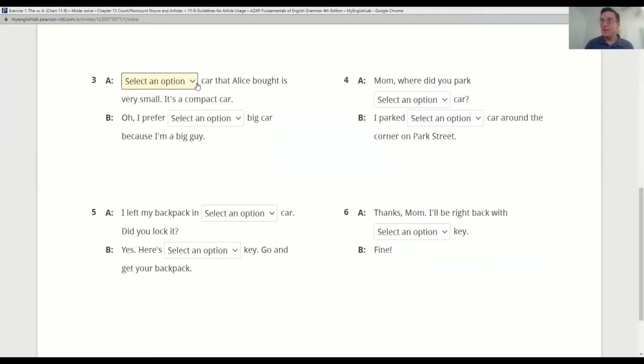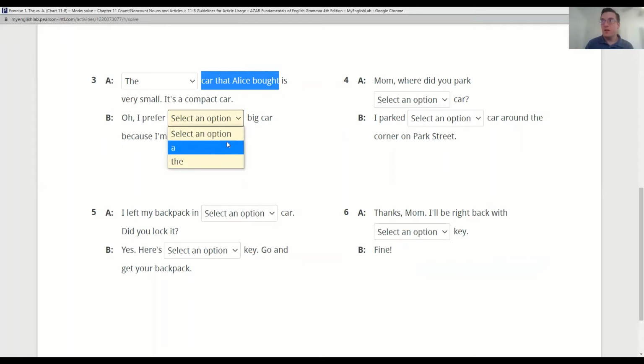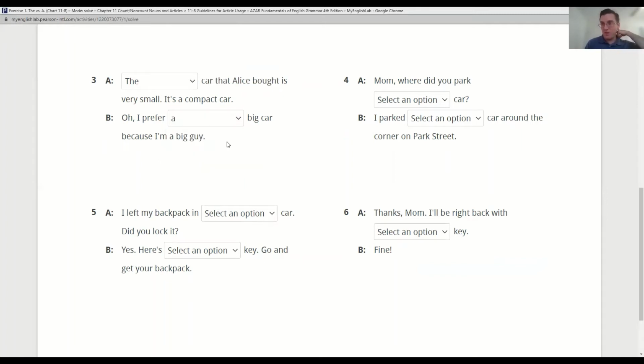Okay. Now, we said that Alice bought a new car yesterday. Now we're talking about Alice's car, so the car that Alice bought. It's a specific car, so it's the. Now, I prefer a big car because I'm a big guy. So again, not talking about any specific car, just a bigger car. I'm a big guy. I want a big car.